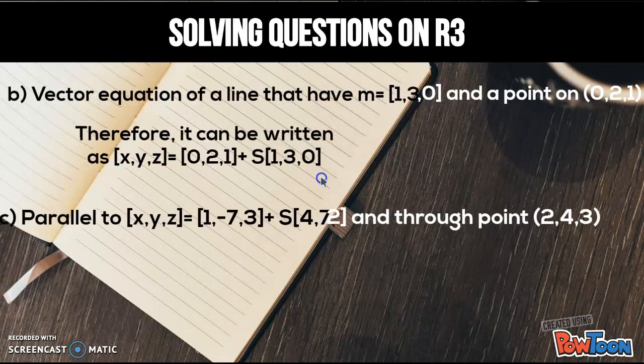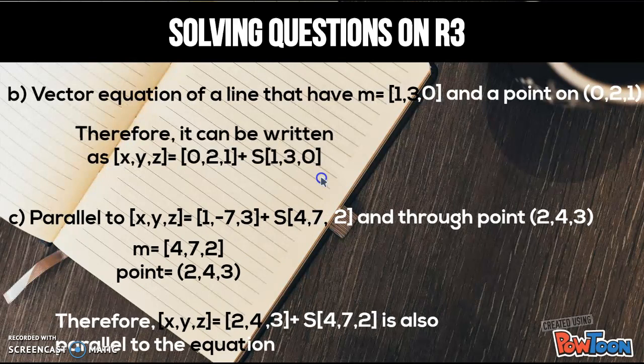Vector equations in R3 cannot be found from scalar equations because scalar equations do not exist in R3. Therefore, the examples given below are one of the ways to find a vector equation of a line in R3. In question D, for the next example, we are given direction vector 1, 3, 0 and a point 0, 2, 1. Therefore, it is written as x, y, z, point 0, 2, 1, and the direction vector s, 1, 3, 0.